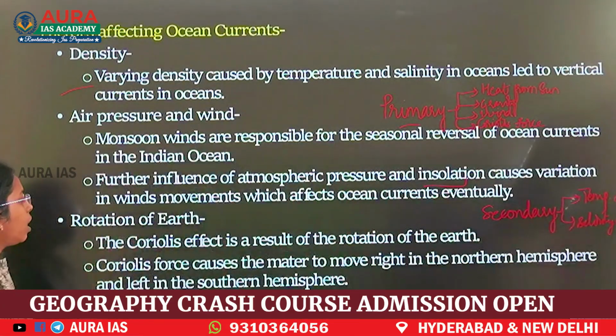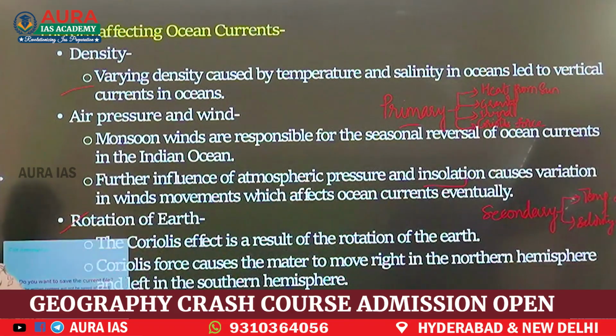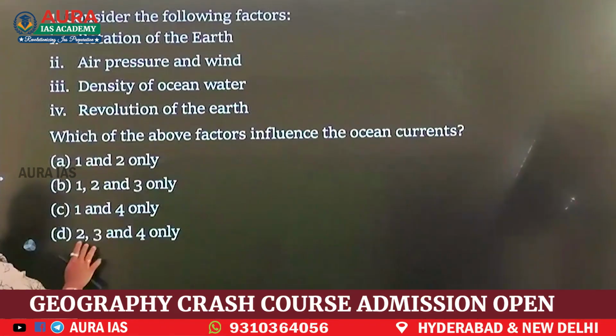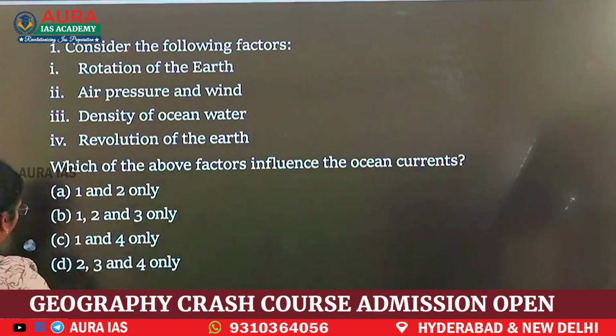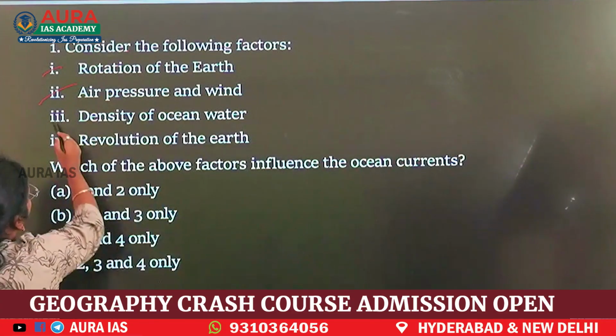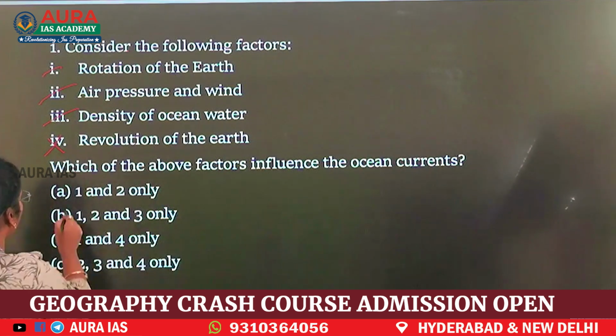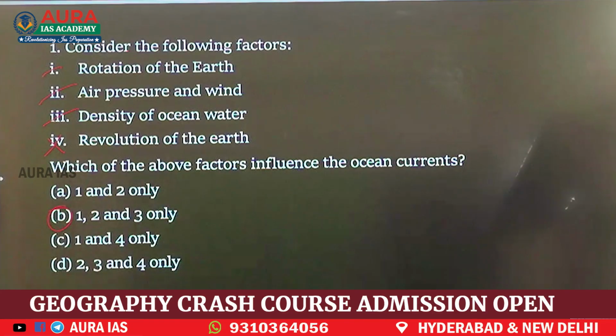Now rotation of earth. Coriolis force means it is a rotational force. So rotation of earth is also one of the factors affecting ocean currents. Not revolution. Revolution does not affect ocean currents. So the answer will be rotation of earth, air pressure and wind, density of ocean water, not revolution of earth. 1, 2 and 3. Option B is the correct answer.